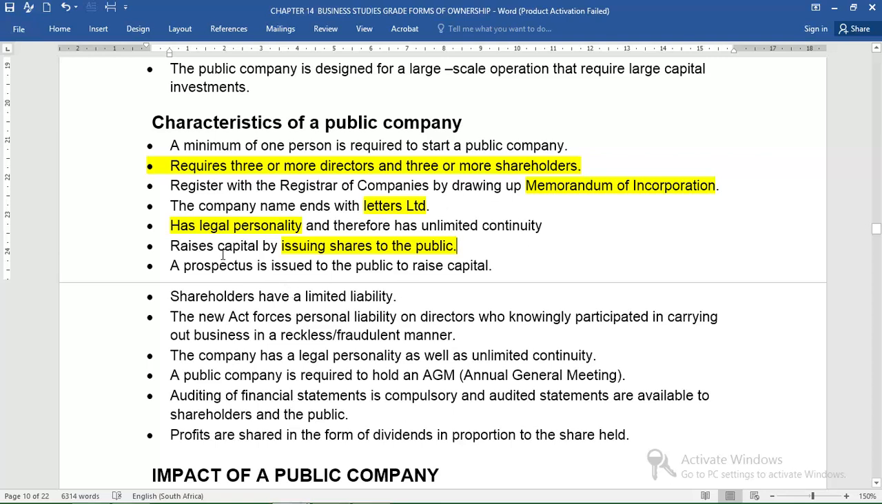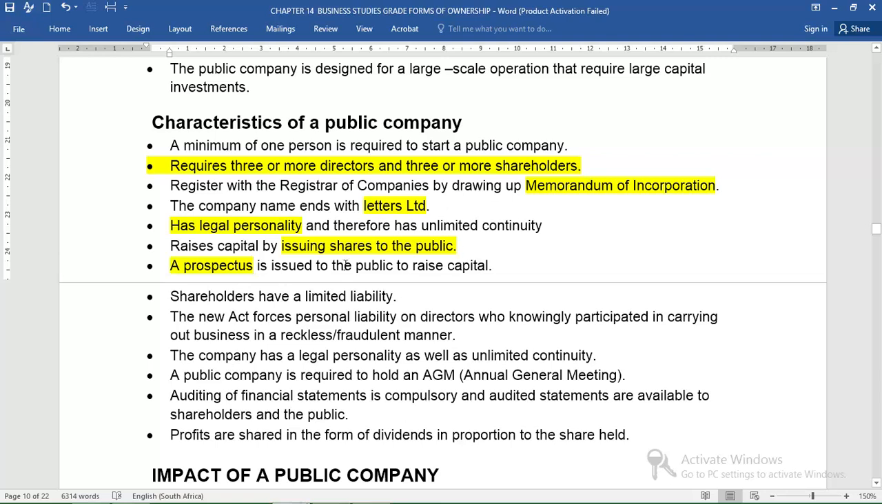And also a prospectus is issued to the public. So when you want to issue shares to the public as a public company, they use a prospectus. People don't just say, okay, there's a new company there, let's go and buy shares and become owners of that company. No, people need to know, is it viable? An investor needs to know whether it's viable and a good decision to invest in that company and buy shares in that company.